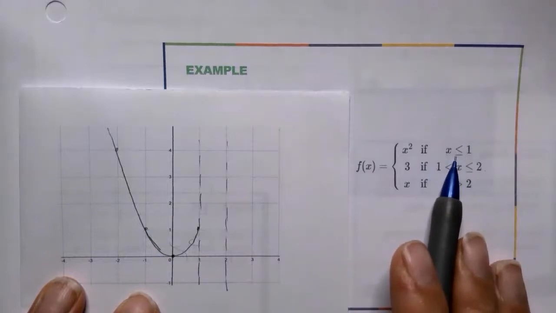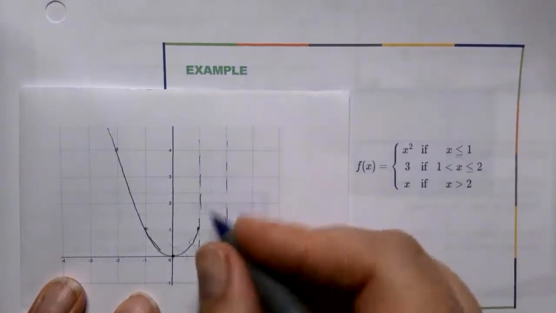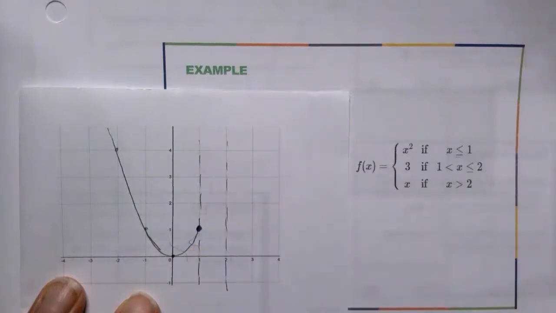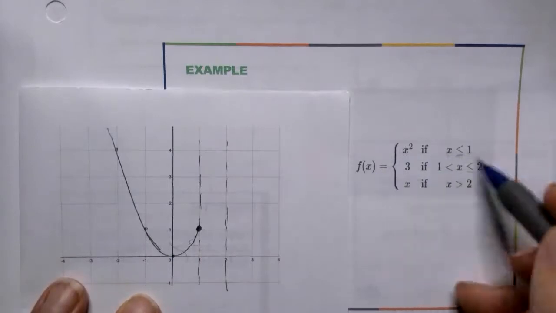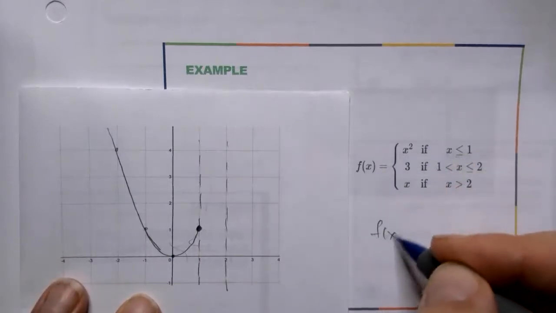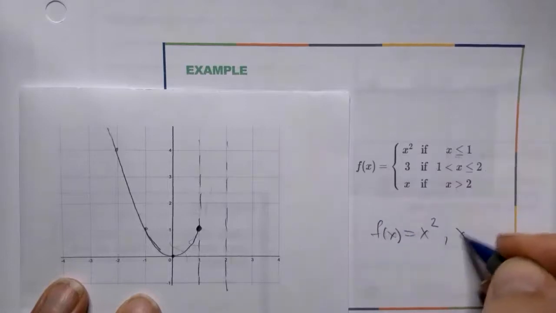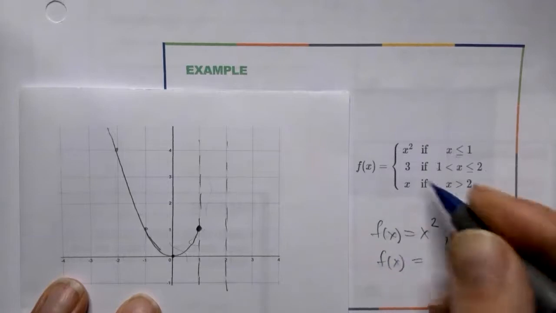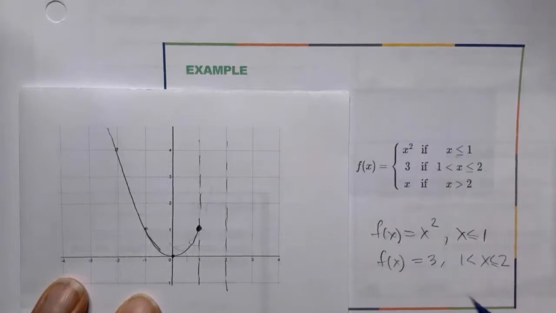Again, do we include the end point? Because there is an equal sign here, yes, we will include that end point. So basically what this is saying is f of x equals x squared for x less or equal to 1. And then next, f of x equals 3 for x between 1 and 2.